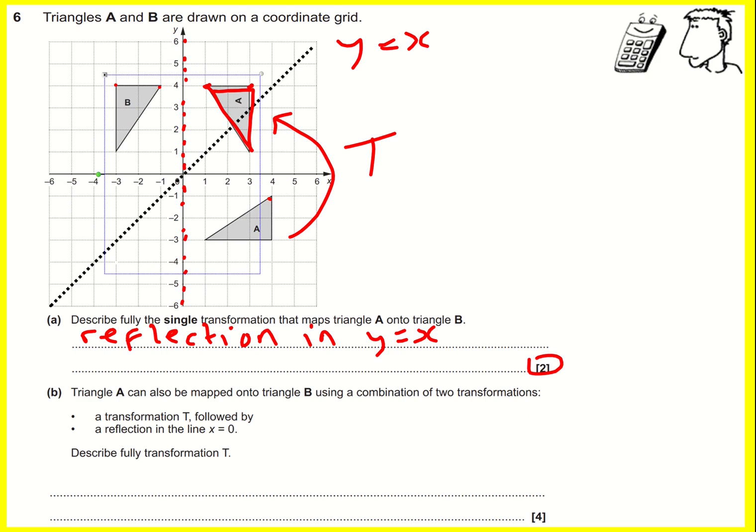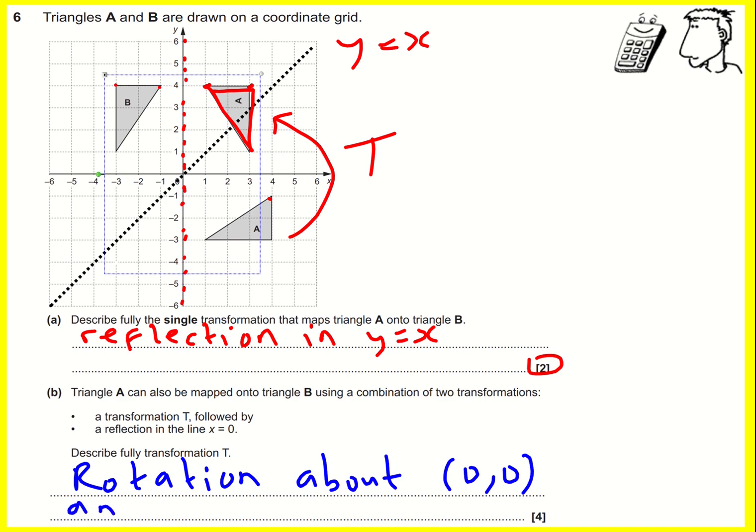To describe fully transformation T, I'd get some credit for having put my triangle in, and then I would say that it is a rotation about the origin, or about 0, 0, anti-clockwise, by 90 degrees. I think that's a hard transformations question, but hopefully you're happy with it, and that is the answer.